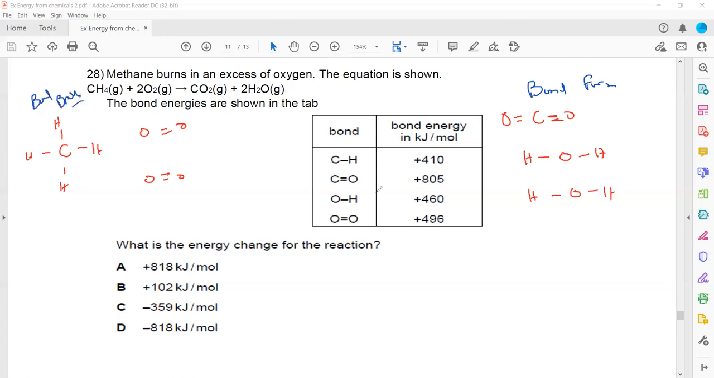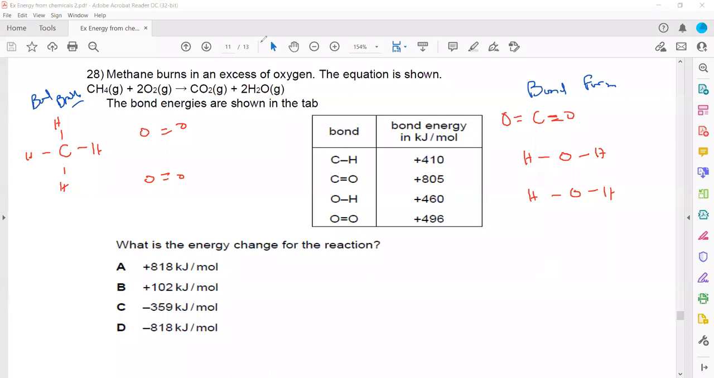I want everyone to calculate the energy change. The values are given. We just have to substitute the values and state the right answer. Use the chat to state the right answer. I'm waiting for your response. So D is the right answer.